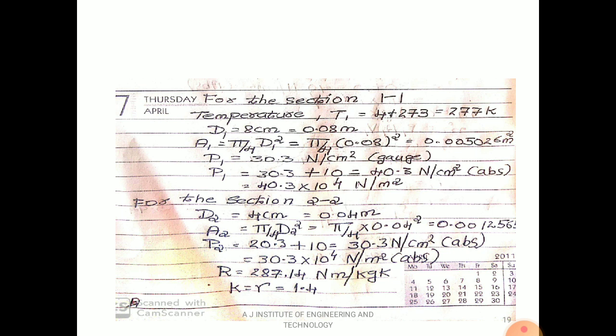You can refer to the previous problem for how to convert from Newton per centimeter square to Newton per meter square. I explained each and every step in the previous problem, so you can just refer to that problem. So the R value, the gas constant, is given as 287.14 Newton meter per kg Kelvin or joule per kg Kelvin. K or gamma equal to 1.4, that is the ratio of specific heats. In the RK Bansal textbook they have used K for the ratio of specific heats. You can use gamma. In standard textbooks they use gamma only. So in order to avoid confusion, I have written here K equal to gamma equal to 1.4. You can use any notation.